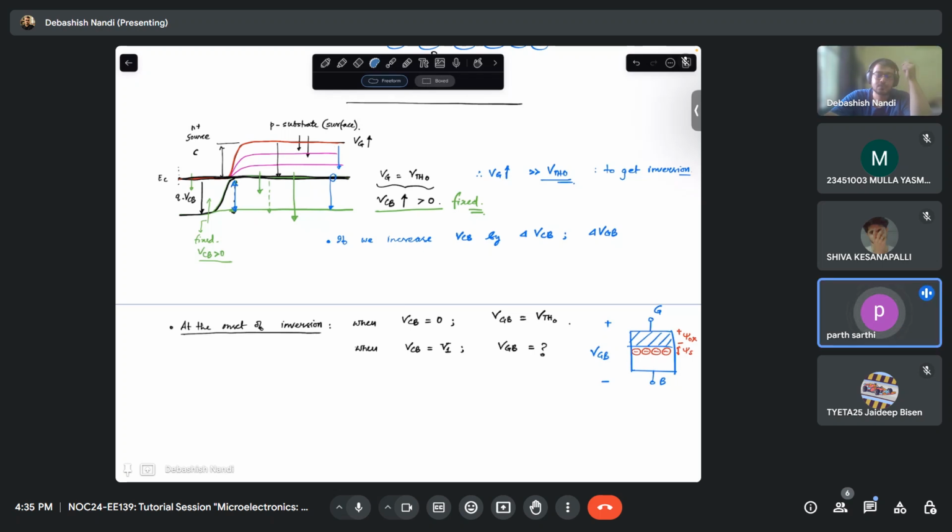Sir, when we decrease the VTH, the barrier will be increased. No, no. Why? How are you decreasing the threshold voltage? We are increasing VGB, right? We are not decreasing, we are increasing. Then only the barrier will decrease. Yes, sir. But you have to bring the barrier below the conduction band.